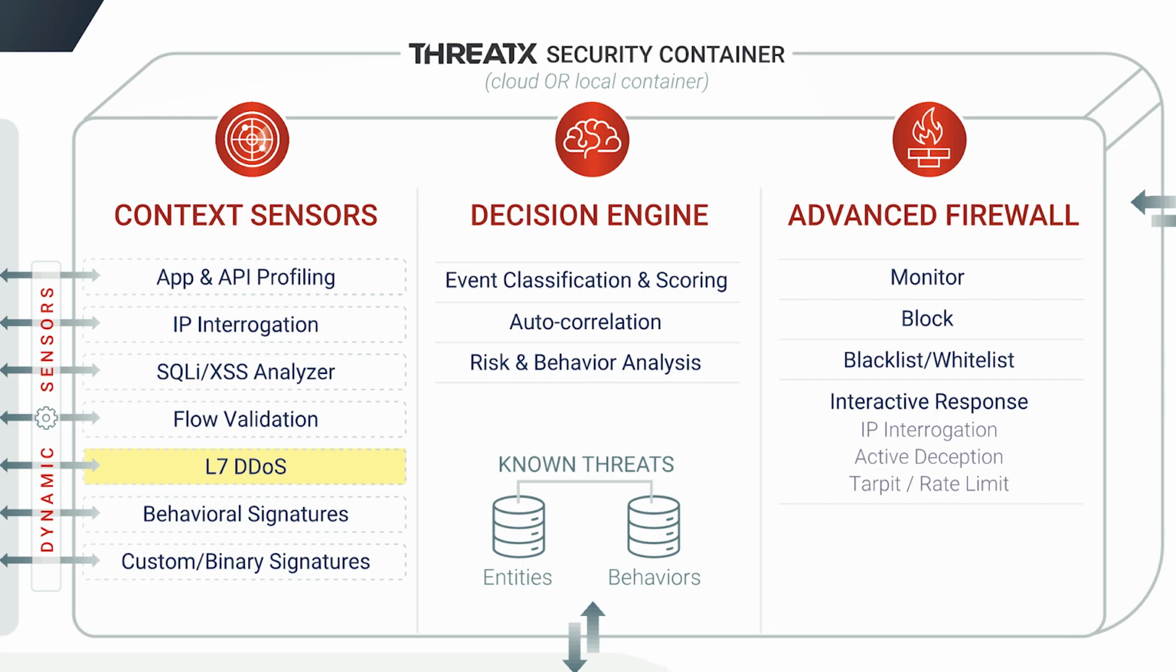The last one is layer 7 DDoS. This is looking for a bad actor trying to access large uncacheable objects, requesting them over and over again as fast as possible to eat up all of your computing resources, triggering a denial of service and taking down your website. Now, all of this concludes the detection capabilities of the ThreatX security container. But once we detect it, we have to do something with this knowledge, which brings us to our next two sections, the decision engine and advanced firewall.